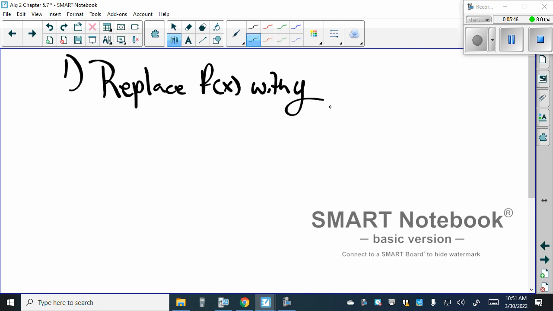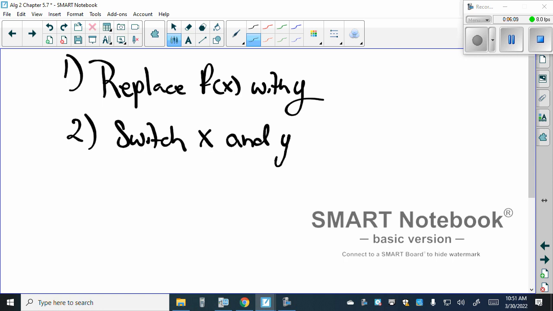Because f of x is y, it's just a way for us to denote it, and especially when we have more than one function. Now the second step is to switch x and y. We want to switch x and y. Our third step is to solve for y. We want to get y back by itself.